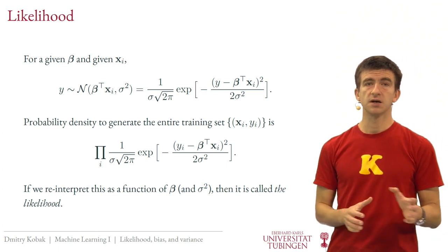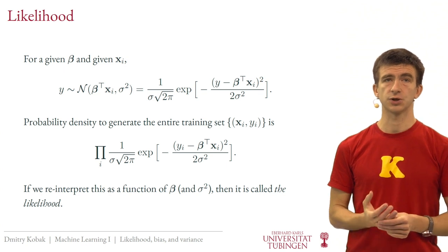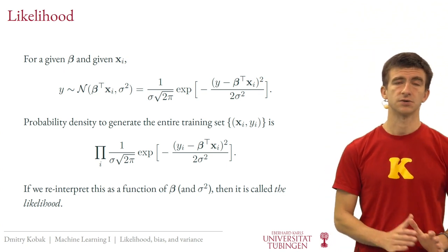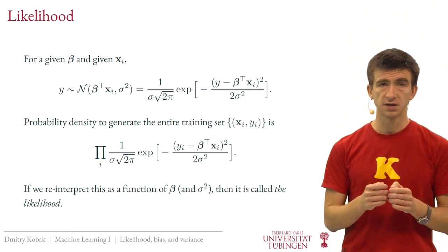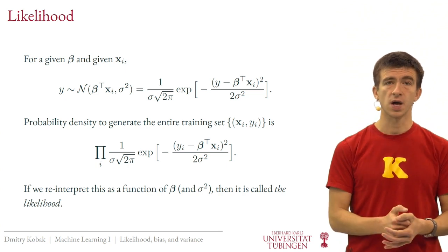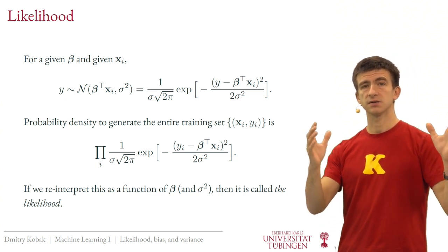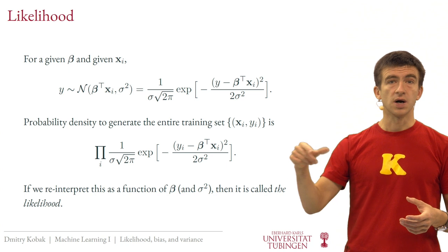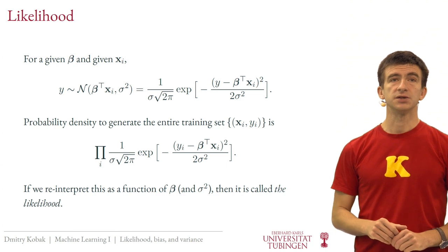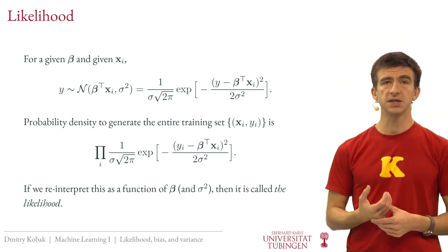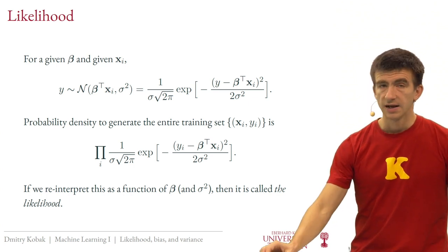And now comes the trick. The trick is to think about this expression as a function of beta and sigma squared and not anymore as a function of y. So the expression stays exactly the same, but we imagine that we are already given some x values and some y values, which is always the case if you have training data. So there's a given training set, x_i, y_i, and we can still plug that all in this formula, and treat it now as a function of beta and sigma, which are two parameters of our generative model. And this is now called the likelihood.